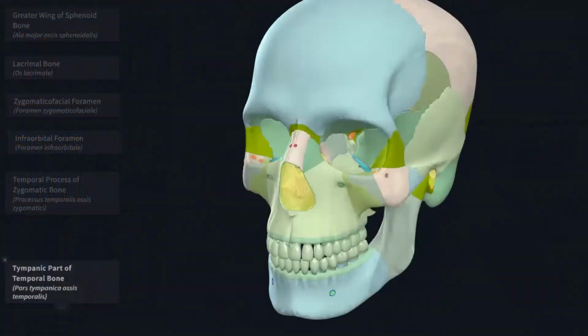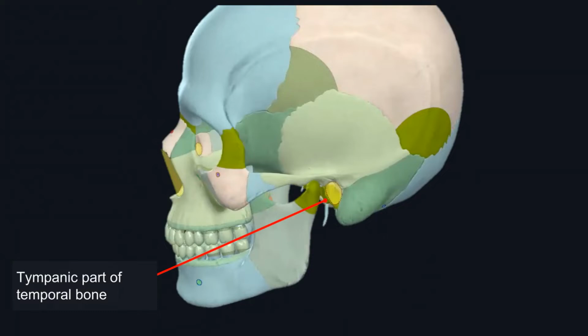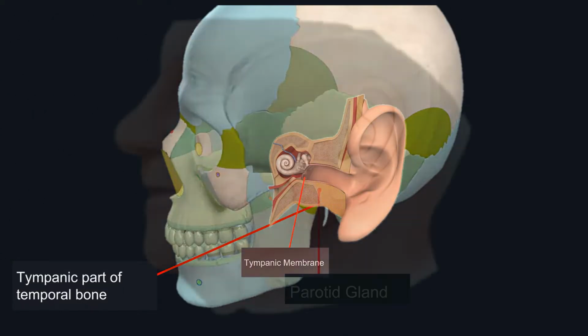Okay, we studied the styloid process of the temporal bone. Now we are going to study the tympanic part of the temporal bone. The tympanic part of the temporal bone is a curved plate that provides the attachment for the tympanic membrane, and it also accommodates the parotid gland.